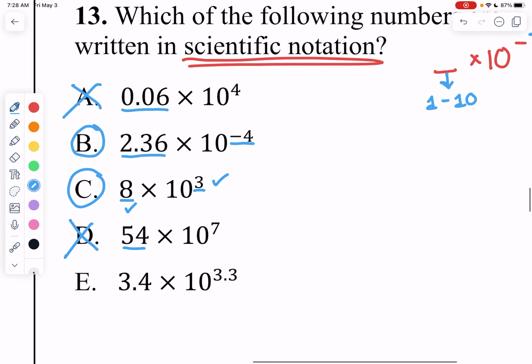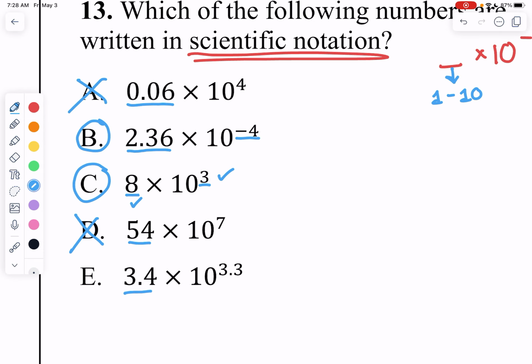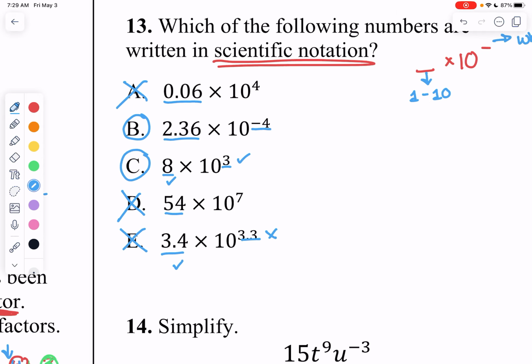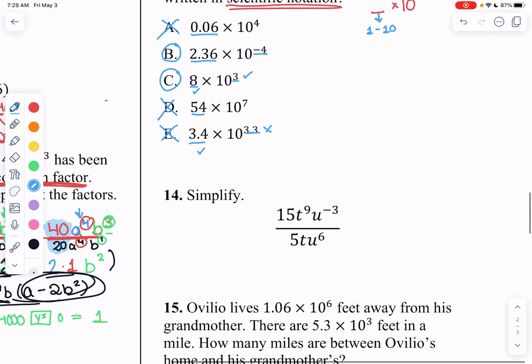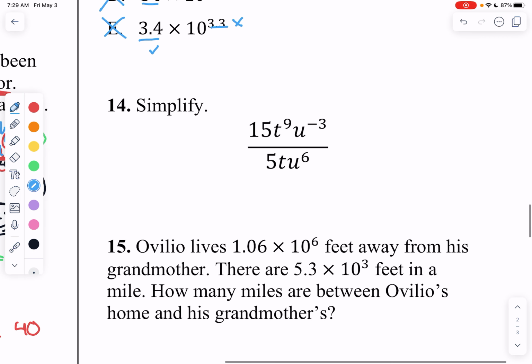And then we have E. Is 3.4 in between 1 and 10? Yes. But is my exponent a whole number? No. We do not want a decimal 3.3 as our exponent. So E, you're out of here too. That leaves us with just B and C. All right, we got 2 more people. Number 14.